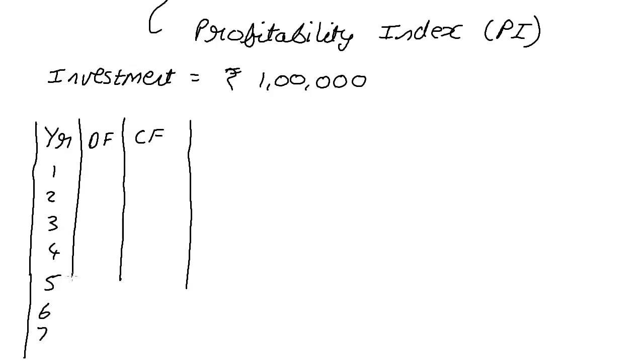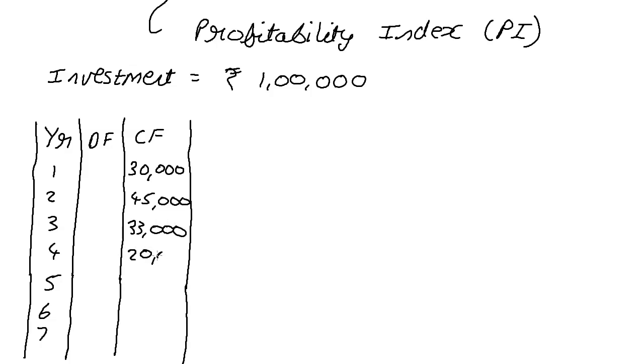Lucky number 7. Right, so in the first year you make yourself 30,000. Next year it is 45,000. The next year it is 33,000. Then 20,000, 48,000, 39,000, 31,000. We have made so much money.